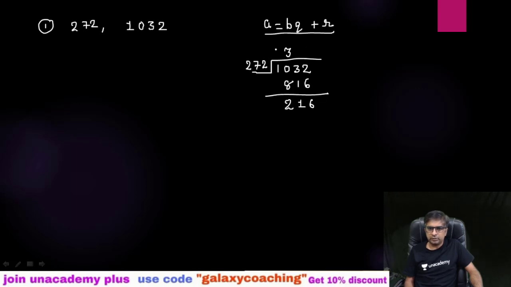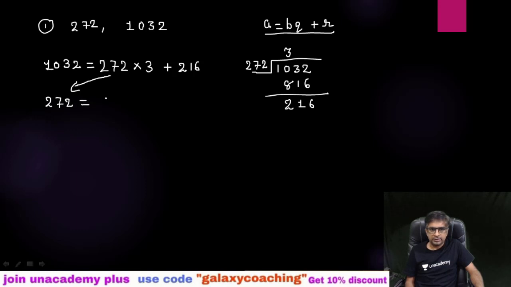Now we need to write down this division in the form of Euclid's division lemma. So let me tell you, 1032 equals 272 into 3, this is your quotient, plus a remainder. This is Euclid's division lemma when we are using this continuously. Now what you need to do, take this term 272 as your new A, and this remainder as your B.